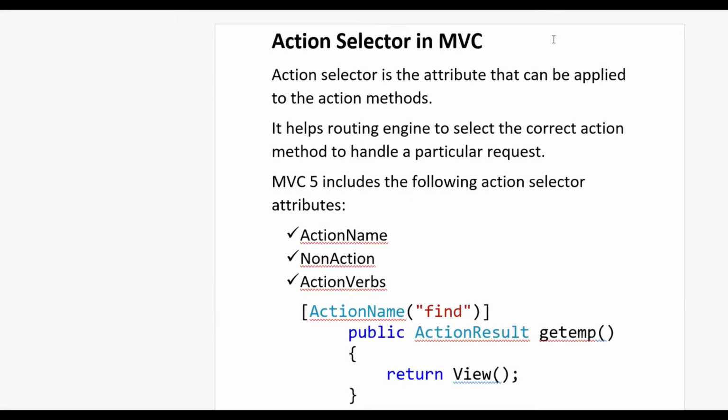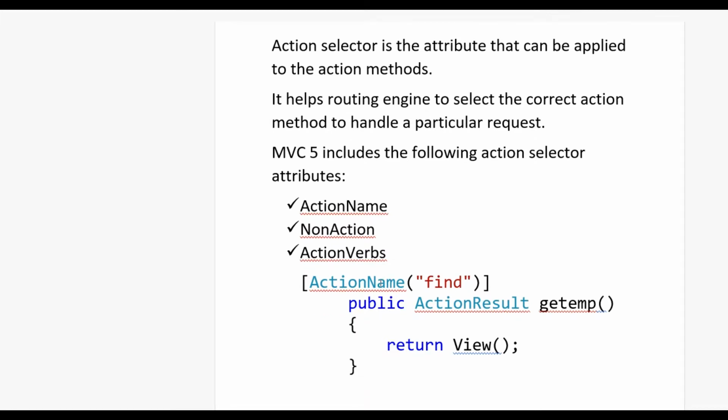Hello guys, today we learn Action Selector in MVC. Action Selector is the attribute that can be applied to the action methods. It helps the routing engine to select the correct action method to handle a particular request. MVC 5 includes the following action selector attributes: ActionName, NonAction, and ActionVerbs.